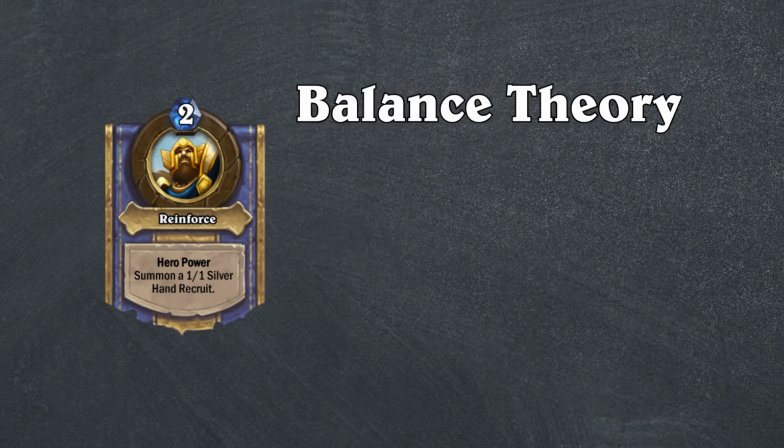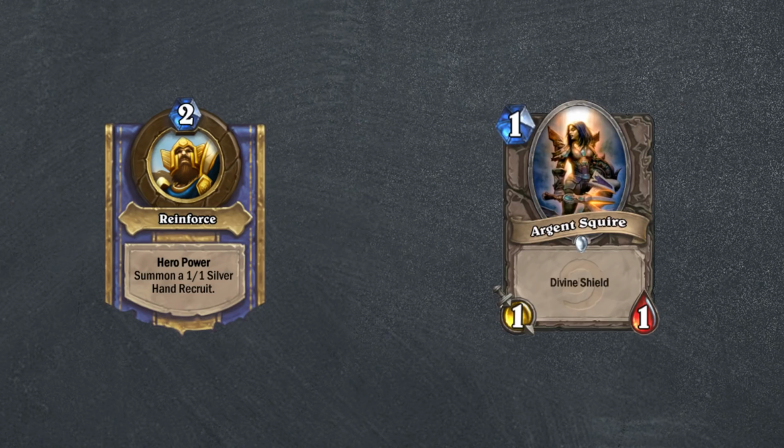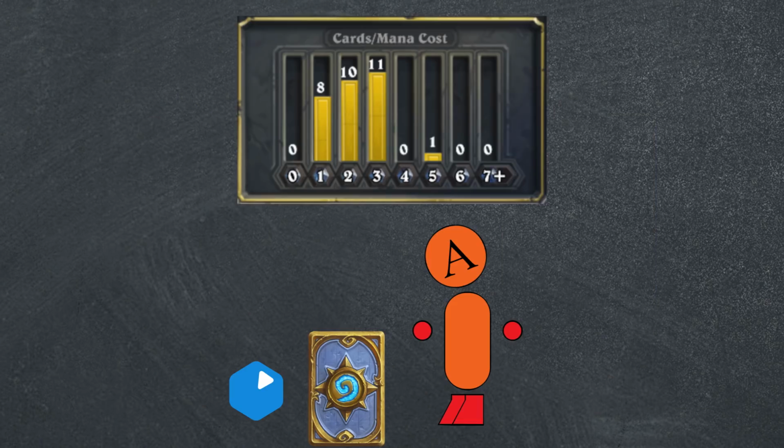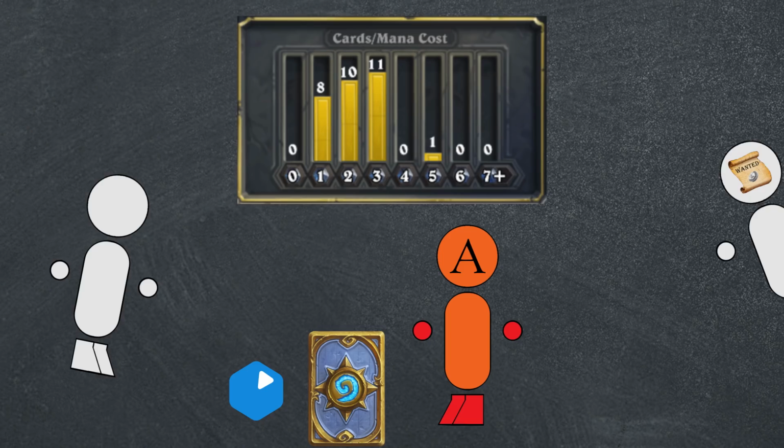Side note, hero powers by balance theory standards only give back half their investments. It's obviously a little more complicated than that, but generally speaking, investing mana into cards gets greater results than base hero powers. Just in case someone was leaving a comment wondering how hero powers figured into all of this. The answer, not very much.